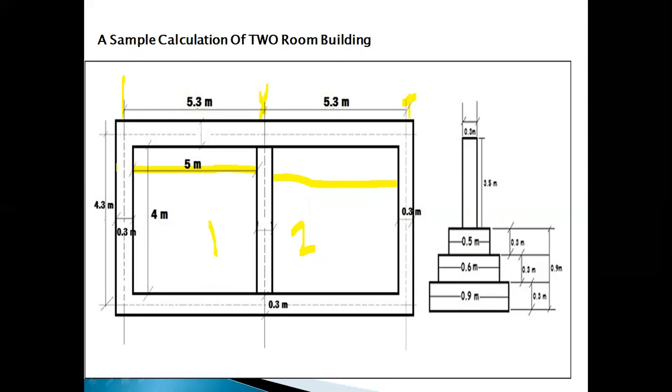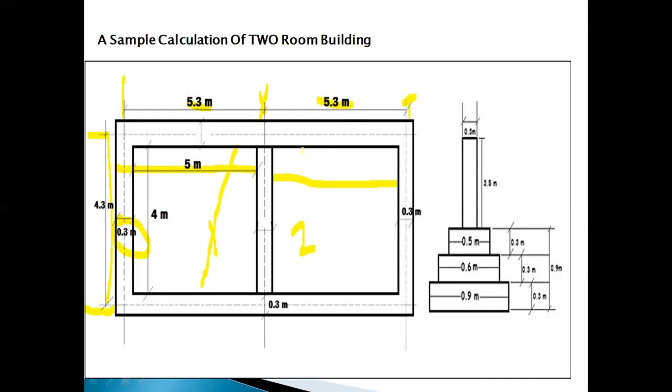Here the thickness of the wall is 0.3. Half is taken, 0.15 here and half 0.15 here, that equals 0.3. So 5 plus 0.3 equals 5.3 meters, the center to center length. Here it is also 5.3 for the other room length. And the width, center to center of the wall, is 4.3. Inside the wall is 4 meters.